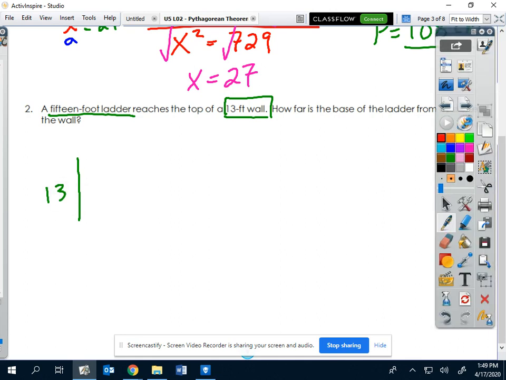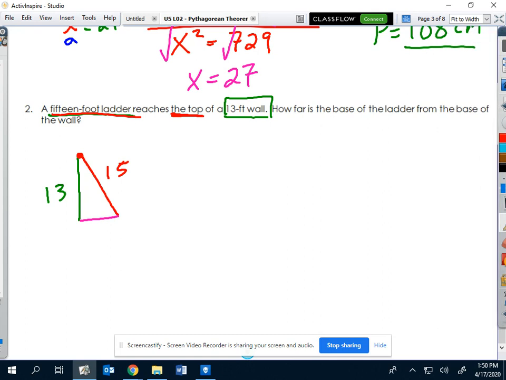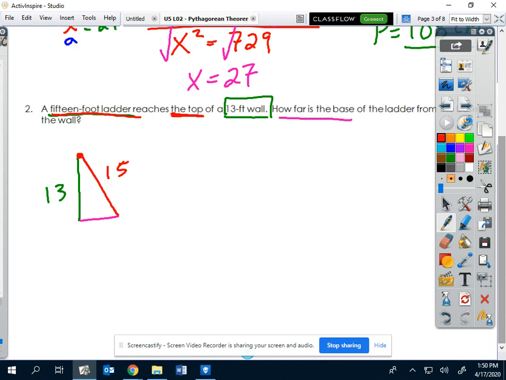We have a 15-foot ladder, and it does reach the top, all the way up here. But a ladder always leans. Your ladder is always going to be your hypotenuse, because the ladder is leaning against that vertical line, the right angle. We don't know that bottom side. So the question we're asking is, how far from the base of the wall is the ladder? Again, we're going to solve using the Pythagorean theorem. We don't know what this side is, so x squared plus 13 squared equals 15 squared. I'm going to speed this one up just a little bit.